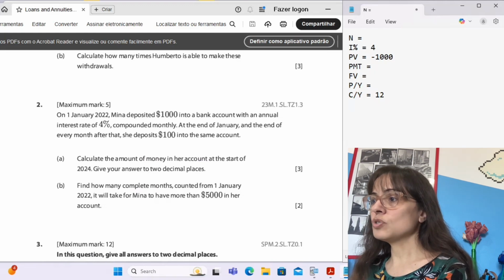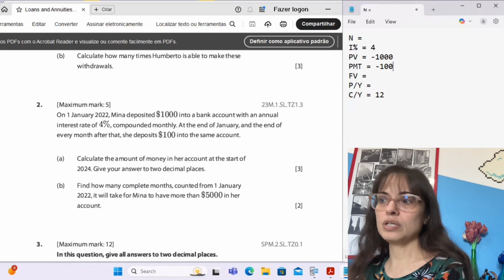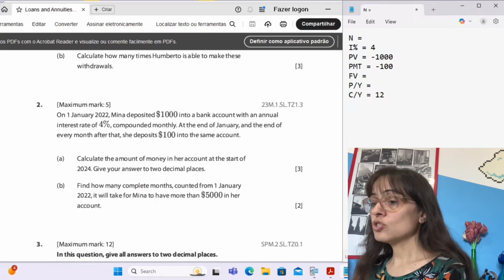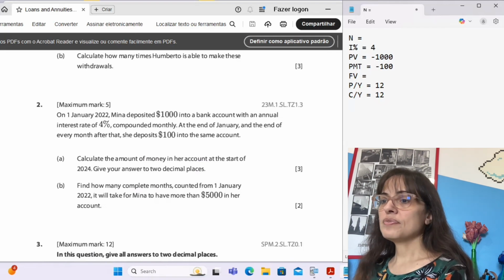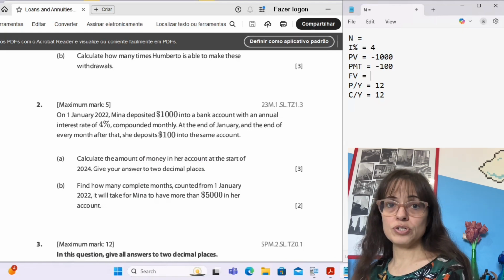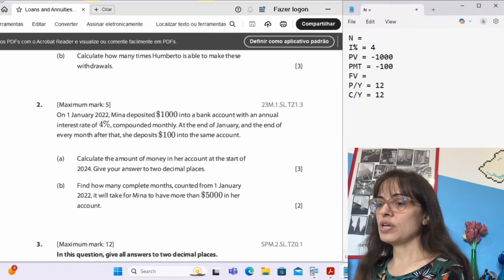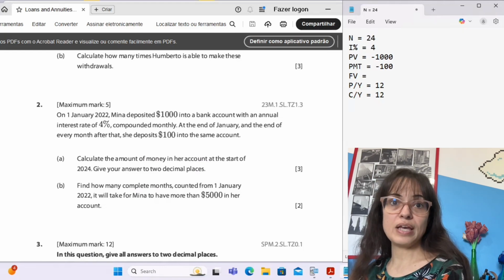She deposits $100, so that's also negative because it's her putting money into her own account. That is also happening monthly, so there's another 12 here. And calculate the amount of money in her account, FV, at the start of 2024. Okay, so that is 2 years later, so it is 24 months to put at the end.